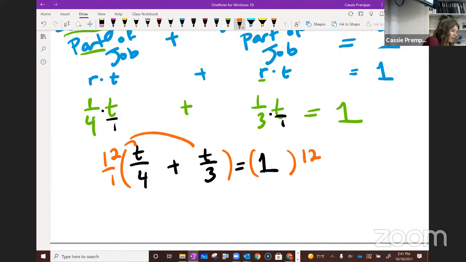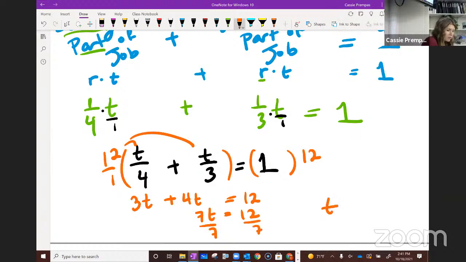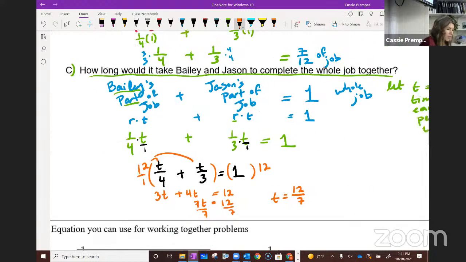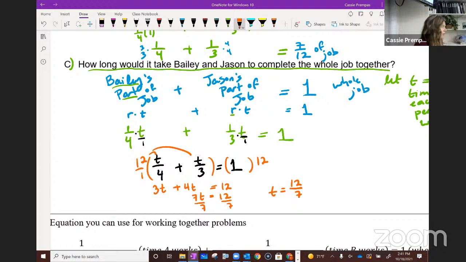We'll distribute that in. 4 goes into 12 3 times, so this will be 3T. Plus 3 goes into 12 4 times, so 4T is equal to 12. 3T plus 4T is 7T. And then I'll divide by 7. And so T is equal to 12/7. But T represents time. So we don't usually say 12/7 hour. I would change that to a mixed number, like 1 and 5/7 hours.